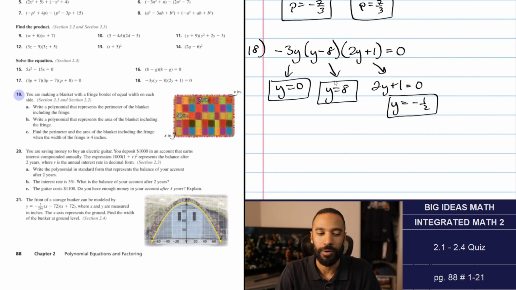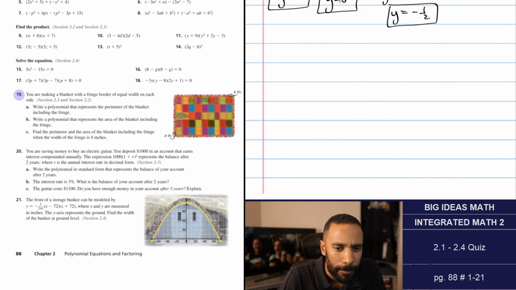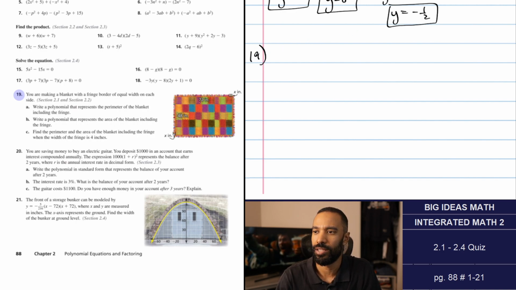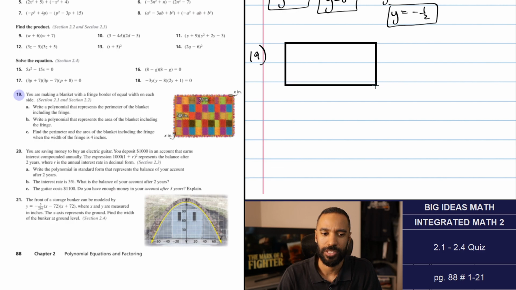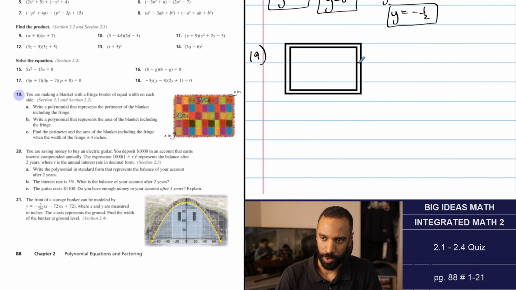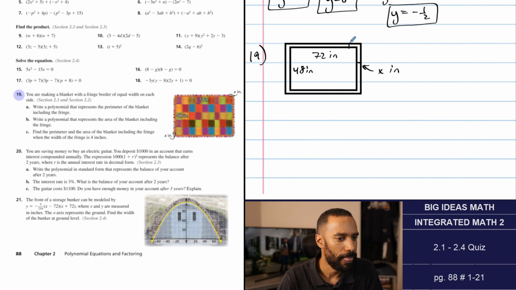Number 19. I'm not done. You are making a blanket with a fringe border of equal width on each side. Okay, so there's a little part where I want to maybe draw it, but we got kind of a rectangle. What do they call it? A quilt? A blanket. So you have something like that. They're showing that this width right here is X inches. That's 48 inches here and 72 inches here. So X inches all the way around. That's X, things like that.